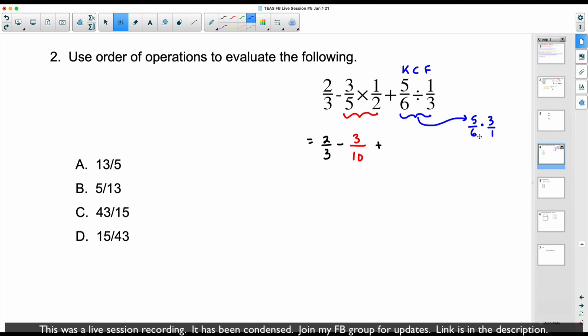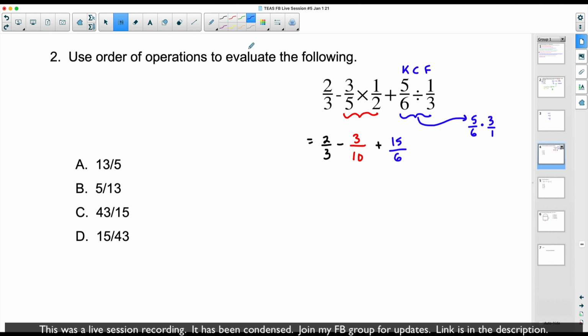And now we're just multiplying fractions again. Remember how to do that. Top times top, 15. And then bottom times bottom, 6 times 1, we get 6. Now, some of you may see, okay, all we have left, folks, is addition and subtraction. And when that's all you have left, you can just go from left to right.